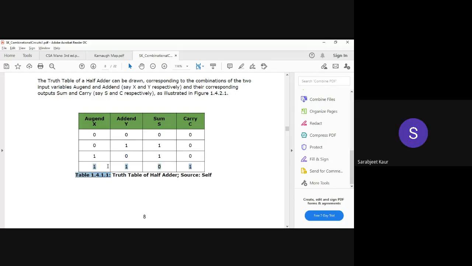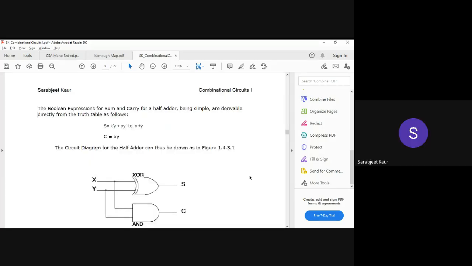Let us look at the fourth case now. So both augend and addend are 1. So what is the sum that is produced? It is 0, and there is a carry of 1. Any problem? No, ma'am. This is how binary addition of 2 bits is done.